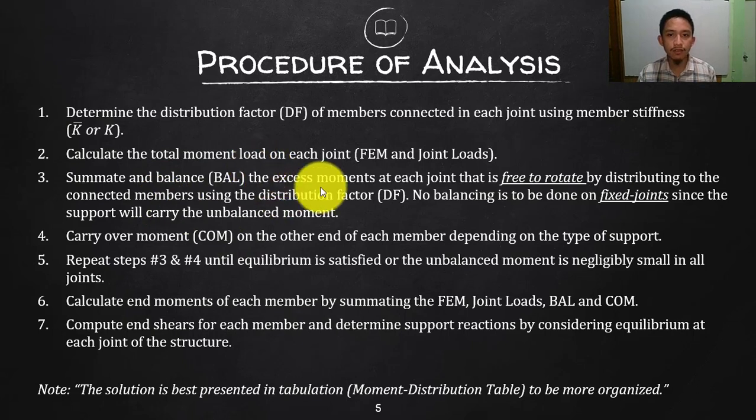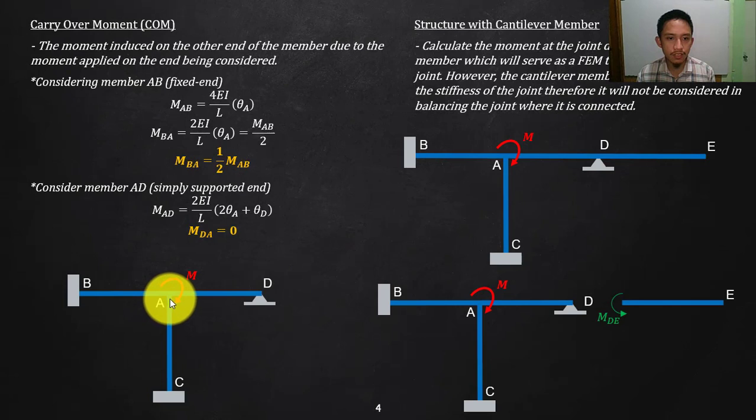Okay? So, now, if you have that existing moment on the joint, all you need to do is summate and balance this excess moment. We are only going to do that, just like what I'm saying, on the joints that are free to rotate. So again, these are the joints that are free to rotate. So summate the moments there, the excess, we need to balance that one.